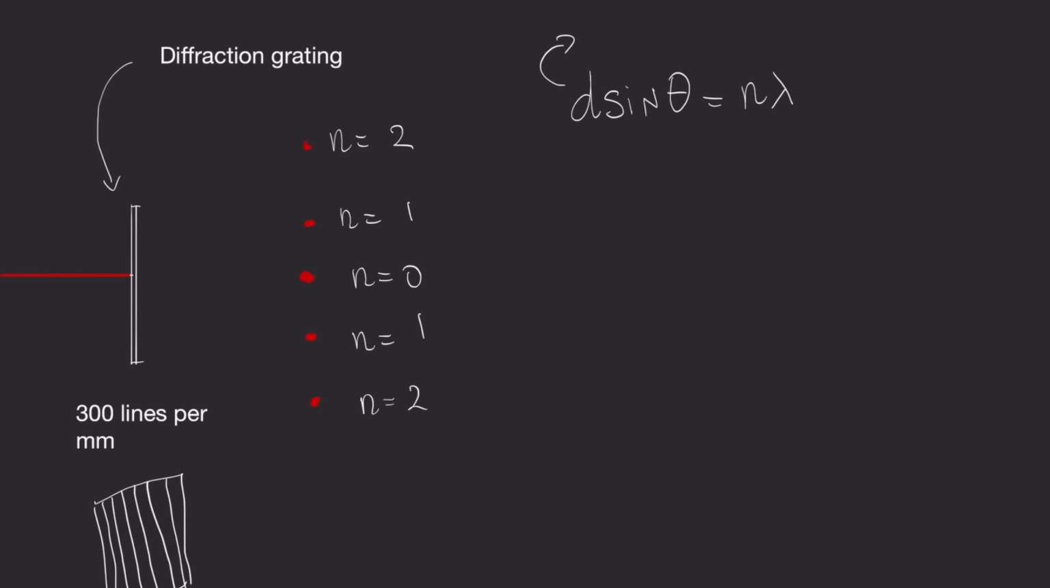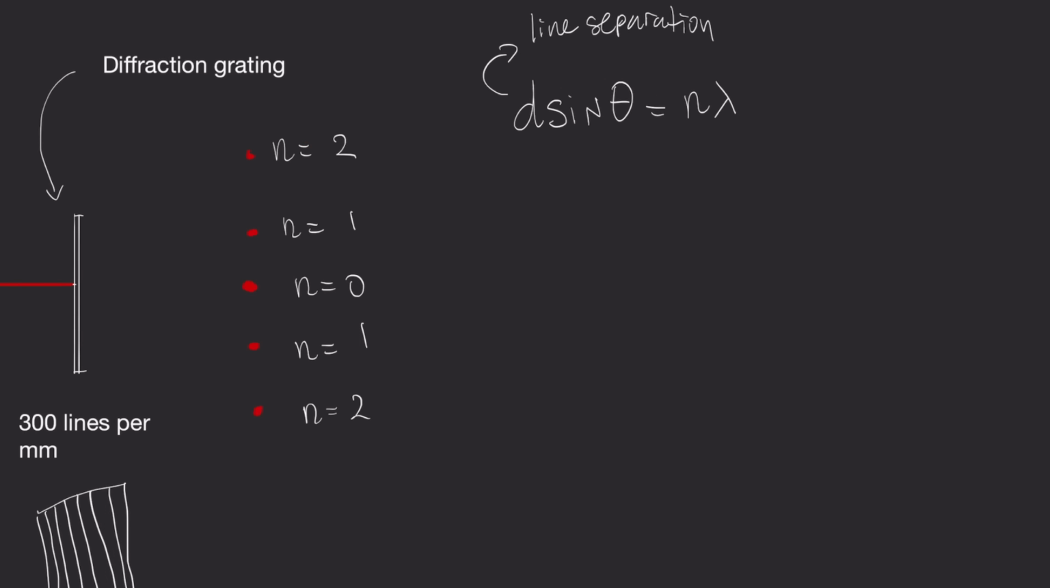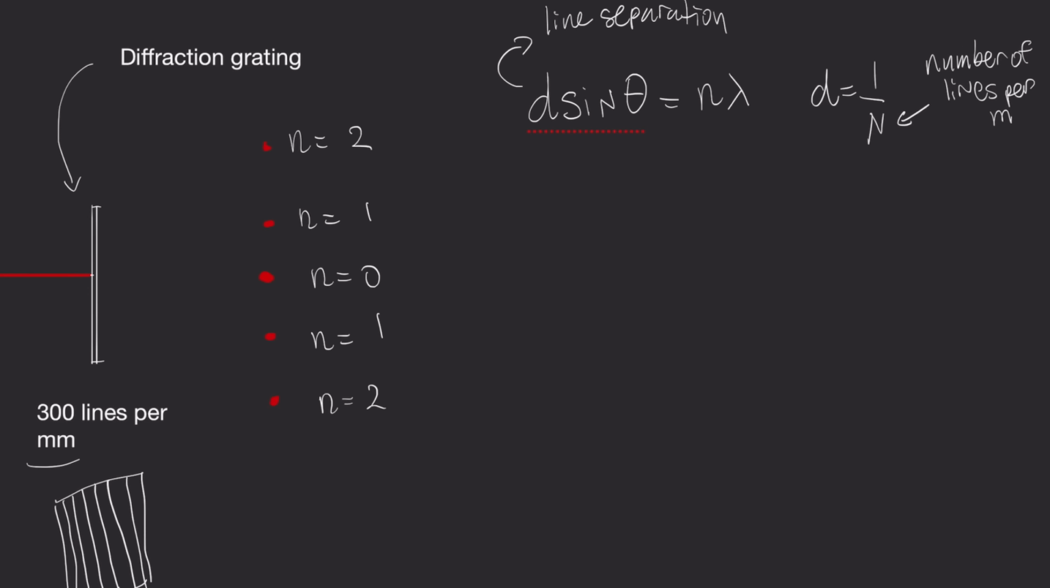d in this case is the line separation. I often like to remember that d is equal to 1 over n, where n is the number of lines per meter. We need to be really careful with the units in this. Why is that? Because n is the number of lines per meter, not per millimeter. Typically in the question and in diffraction grating, we're given the lines per millimeter, so we need to convert that. 300 lines per millimeter is actually going to equate to 300,000 lines per meter.